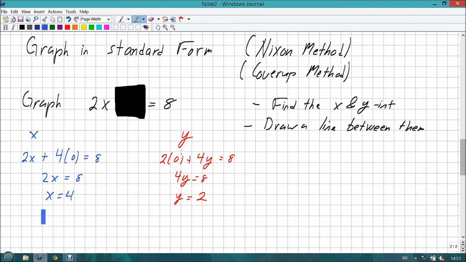Oops, I didn't want to do it that way. Here we go. So using the cover-up method, we still get the same location. Now, what about for the y? Well, for the y, you cover up the x. You get 4y is equal to 8, so y is equal to 2. Doing this method allows you to do enough arithmetic in your head to find the x and the y intercepts without really having to show much work.